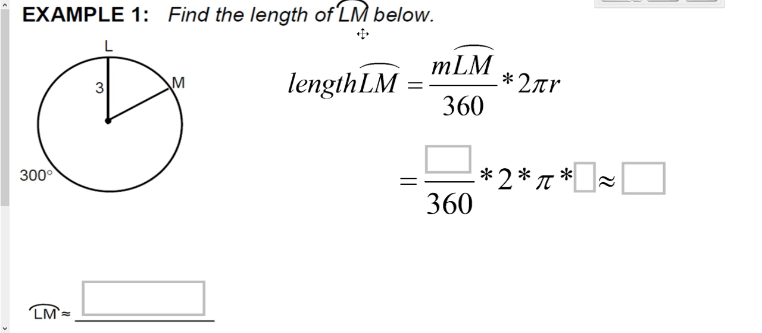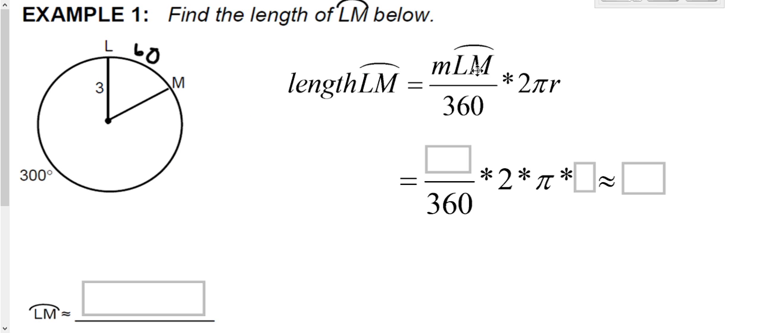Here's find the length of arc LM. Here's LM. So let's see, they don't show me how many degrees this central angle or this arc is, but the major arc on this side is 300 degrees. So that leaves us 60 degrees for this arc right here, LM. You can put it in your picture if you want. This would be 60. So then 60 plus 300 is 360.